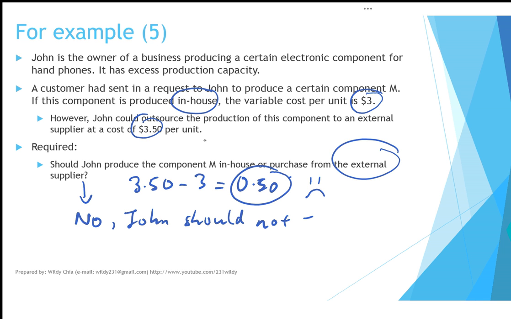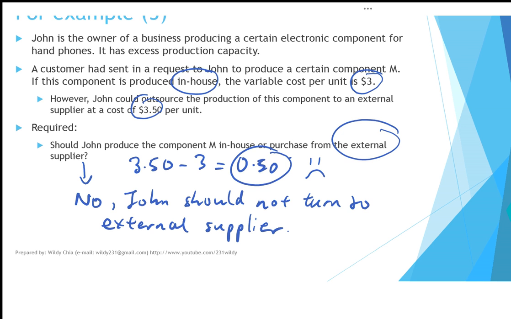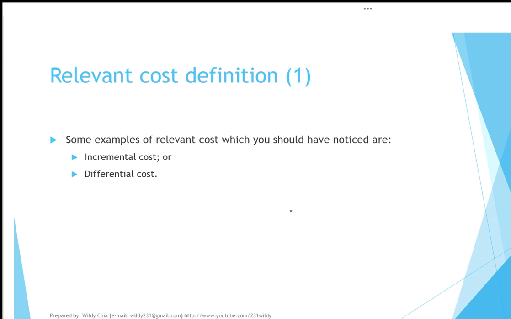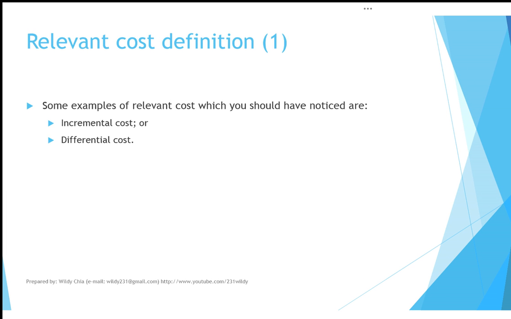Okay, he should not turn to an external supplier. Right. So instead, John should produce component M in-house, because if you have to produce in-house, it's cheaper than going for outsourcing. Right. So you can see that there is quite a variety of different decision-making situations that can arise. Okay, so in this case, we realize that some examples of other types of relevant costs include incremental costs and differential costs.